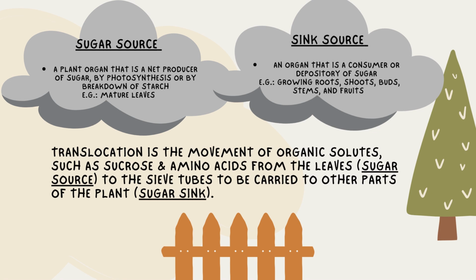Translocation is the movement of organic solutes, such as sucrose and amino acids, from the leaves, sugar source, to the sieve tubes to be carried to other parts of the plant, sugar sink.